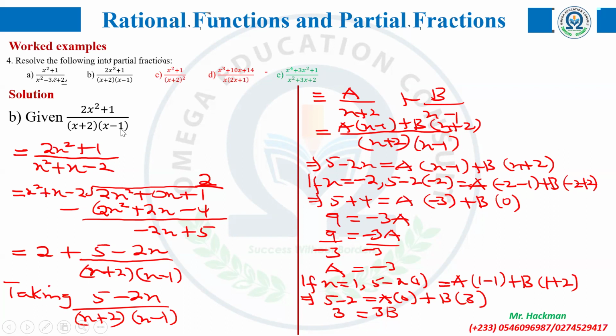Then you come and multiply this and this, which will give you your negative 2. So after that, you perform your long division. So the expansion here basically was to help you do your long division. So your long division will give you your quotient. So this will be equal to quotient plus your remainder.